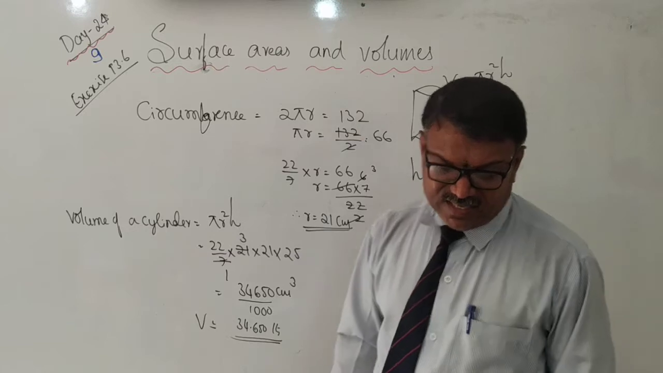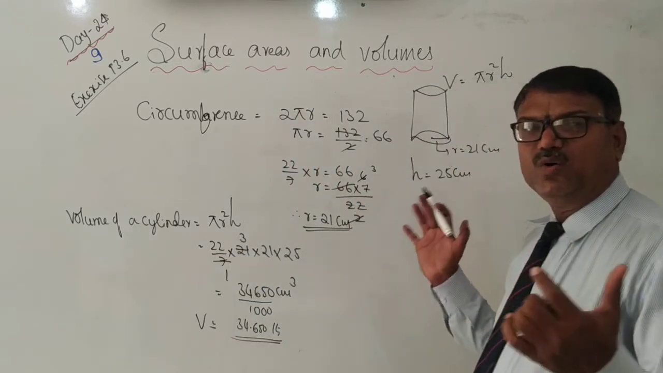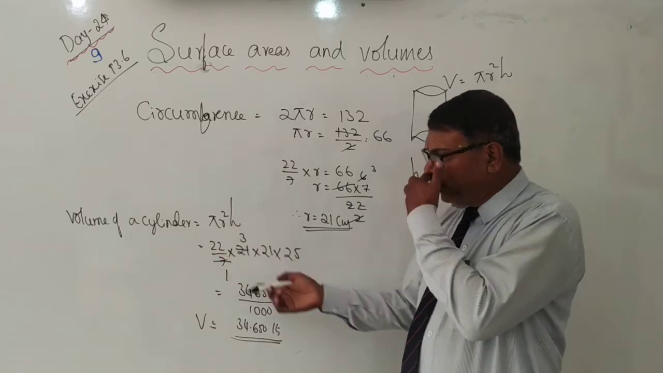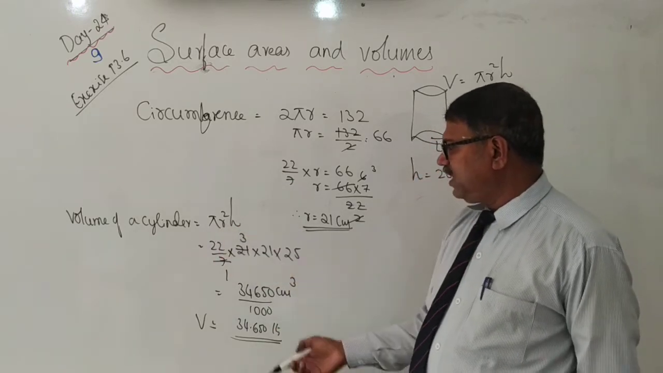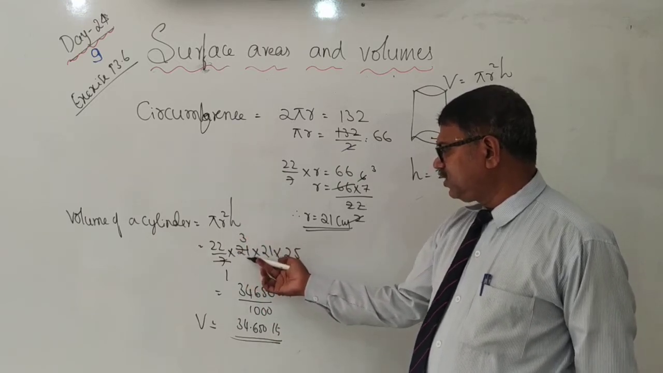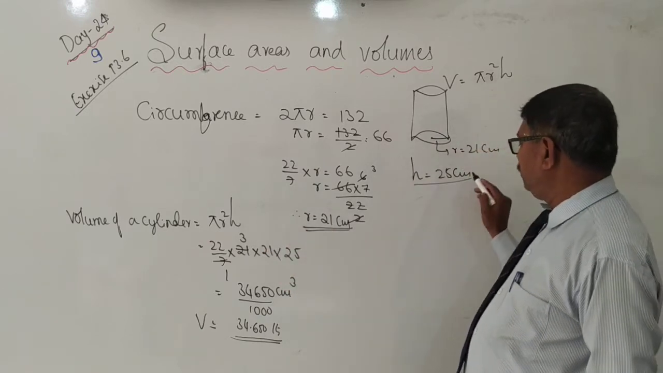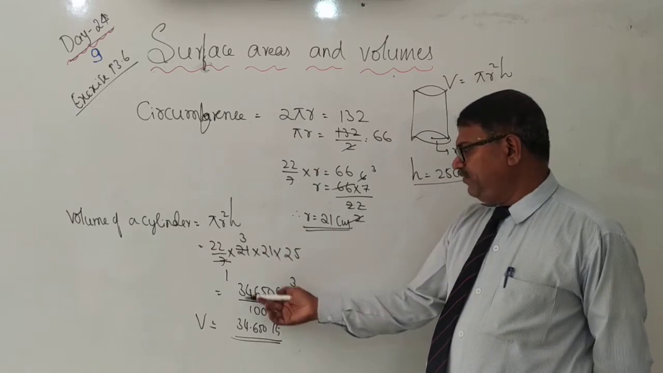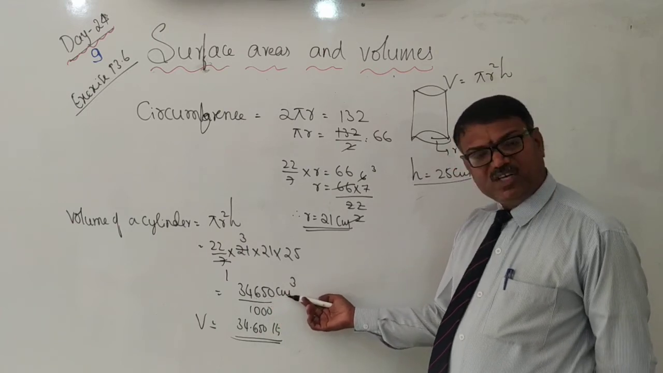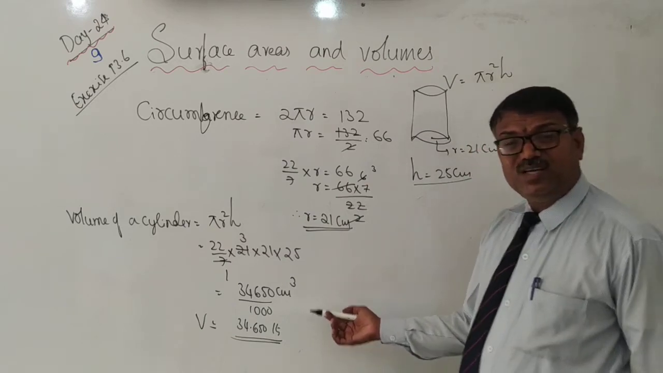Now he is asking how many liters of water can it hold. Hold is nothing but volume only. Therefore, volume of a cylinder is equal to pi r square h. Pi is 22 by 7 into r square, 21 into 21, and h is 25 centimeter. If you do that, 34,650 centimeter cube will come, but he is asking us to convert to liters.